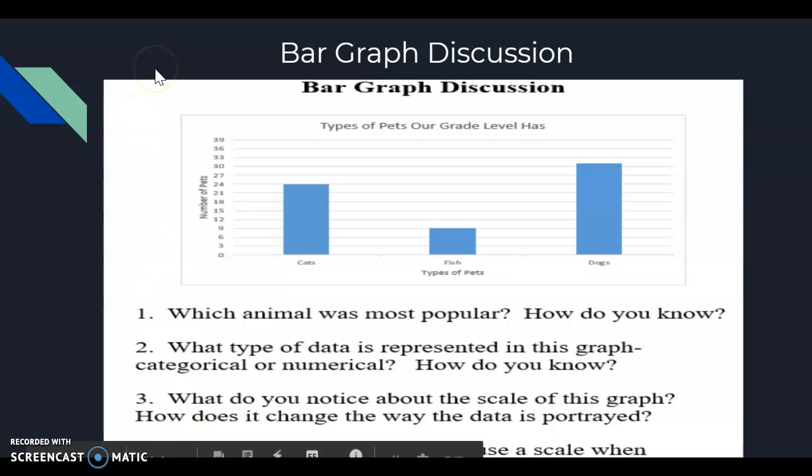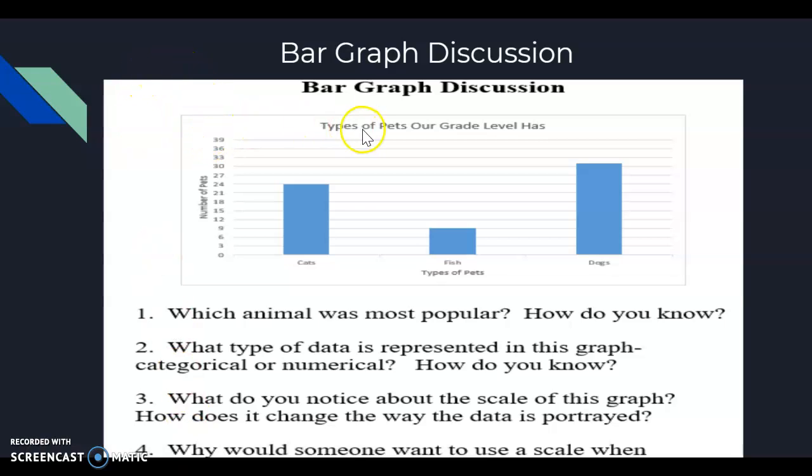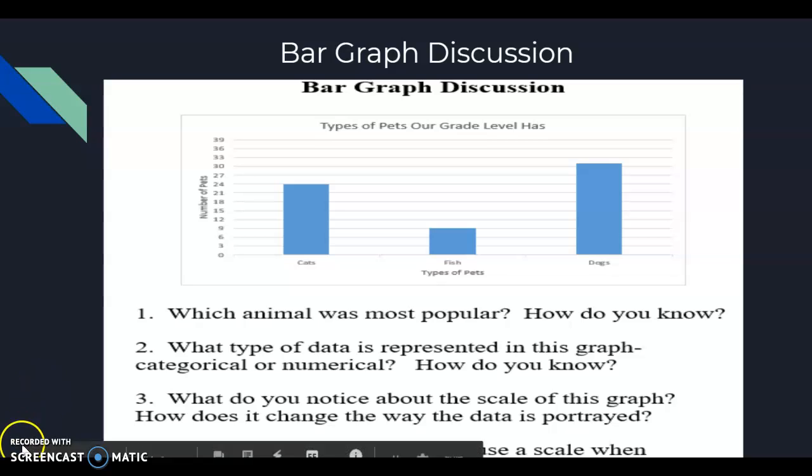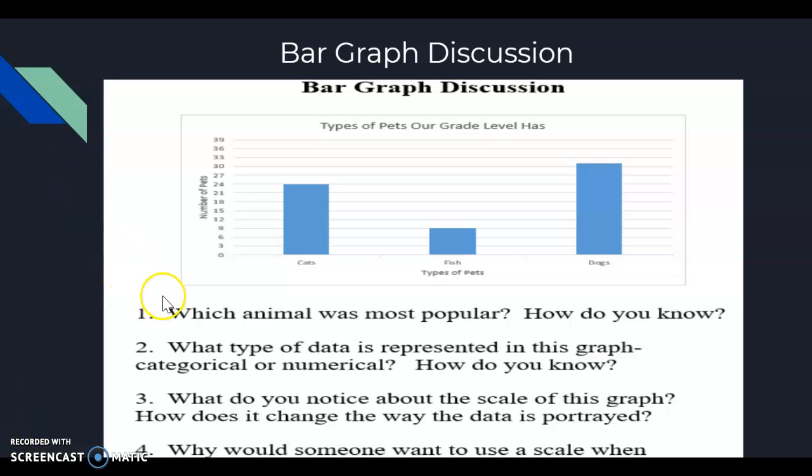This is our bar graph discussion. And if you look here at the top, it says types of pets our grade level has. Let's just pause. I want you to take a minute to look at all of these different categories. Okay, so we're going to look at our questions on here. And after each question, if you're watching the video, I want you to pause it so that you can try to find the answers inside of the actual graph.